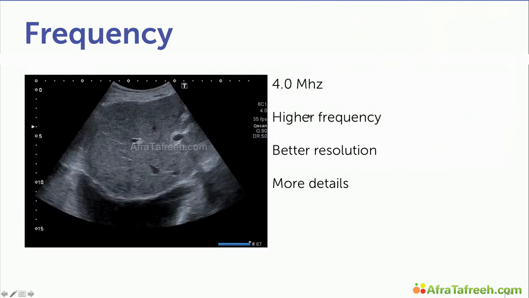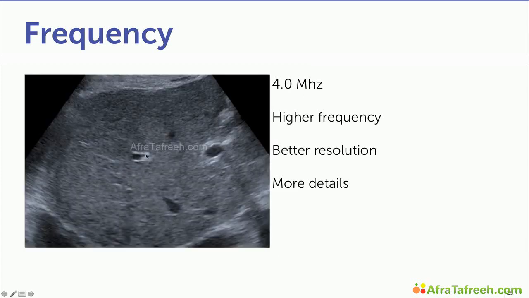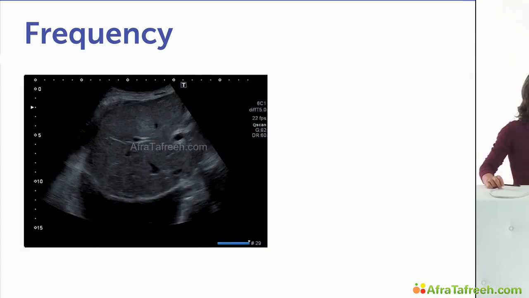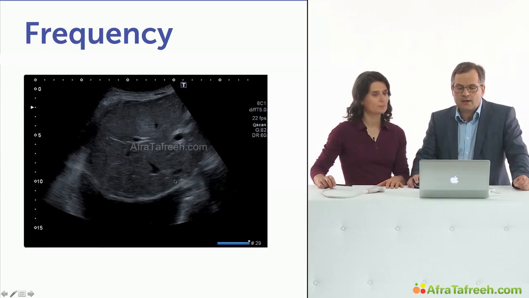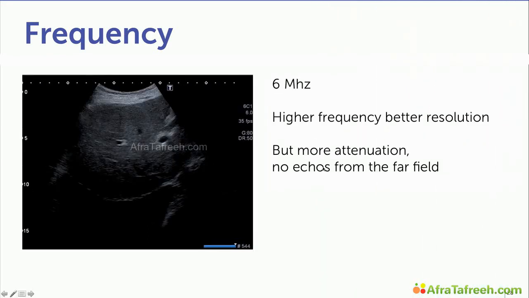We increase to 4.0 megahertz. So we got a higher frequency and, of course, a better resolution. We see more details. When we increase the frequency even higher to 5 megahertz, the resolution improves and there are more details seen over here. Even increasing the frequency to 6 megahertz, we again got better resolution, but more attenuation. So we get no echoes from the far field.